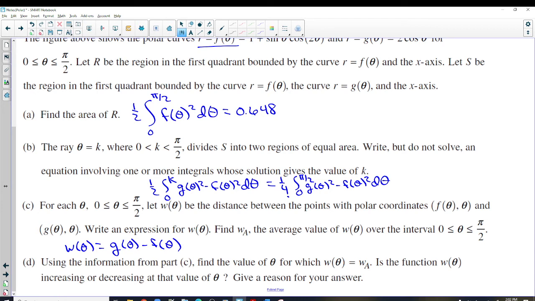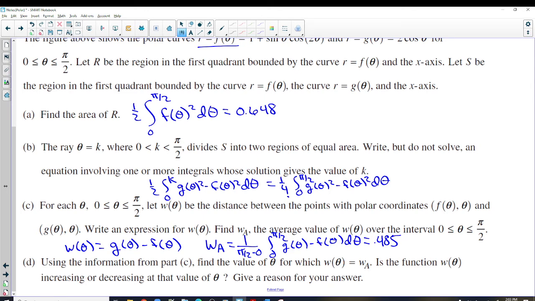Write an expression for w of theta. Got it. There's the expression. Find w sub A, the average value of w over the interval. So w sub A, the average value, is 1 over pi over 2 minus 0, integral from 0 to pi over 2 of g minus f d theta. And I'll tell you what that value is. It is 0.485.